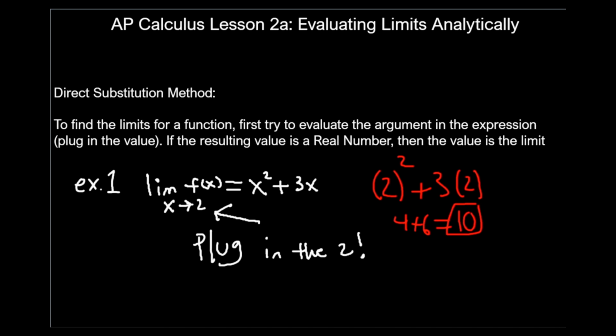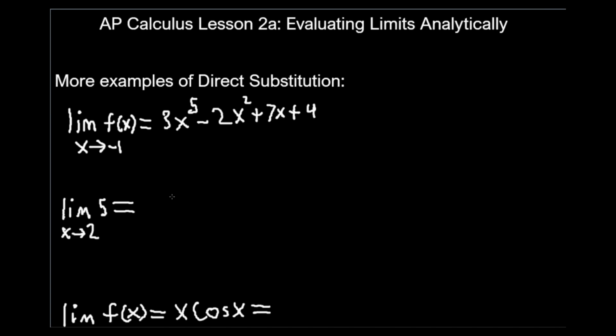All right. So here's some more examples of this. So the limit of f of x as x approaches -1, where f of x is 3x to the 5th minus 2x squared plus 7x plus 4. This is a bigger problem than the last one we did, but it's still pretty simple. So we're going to do 3 times -1 to the 5th minus 2 times -1 squared plus 7 times -1 plus 4.